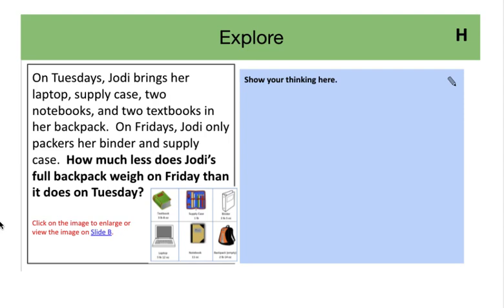So it gives us the information for Tuesday first, right? It tells us that she is bringing with her her laptop, her supply case, 2 notebooks, so we have 2 of these, 2 textbooks, so 2 of these, in her backpack. Now don't forget to include the backpack. I know that when I did this question the first time, I forgot the backpack. Don't forget the backpack. She's not going to be carrying all that stuff in her arms. So if you did forget that, maybe you want to pause and try to resolve this problem.